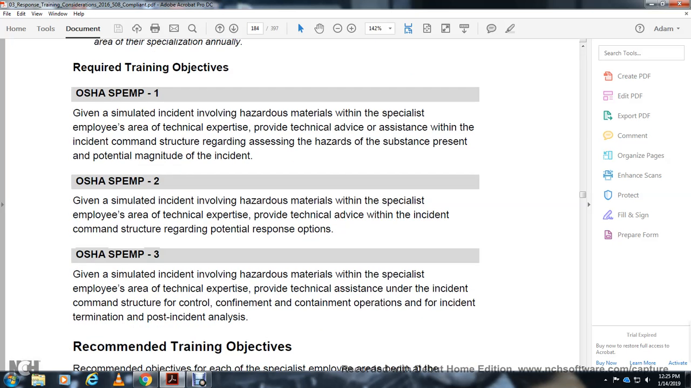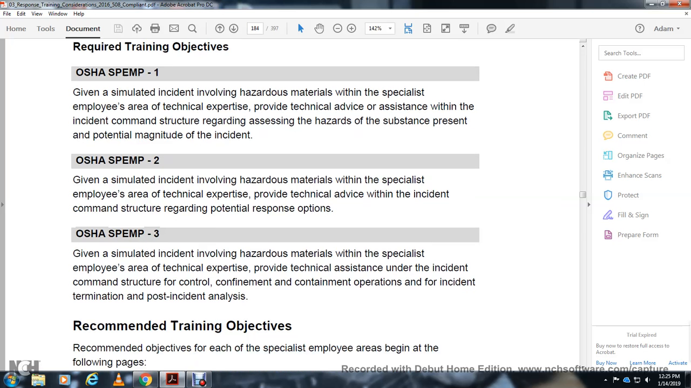Given a simulated incident involving hazardous material, the specialist employee provides technical expertise and assistance to the incident command, with control and containment operations of the incident and the determination of post-incident analysis.